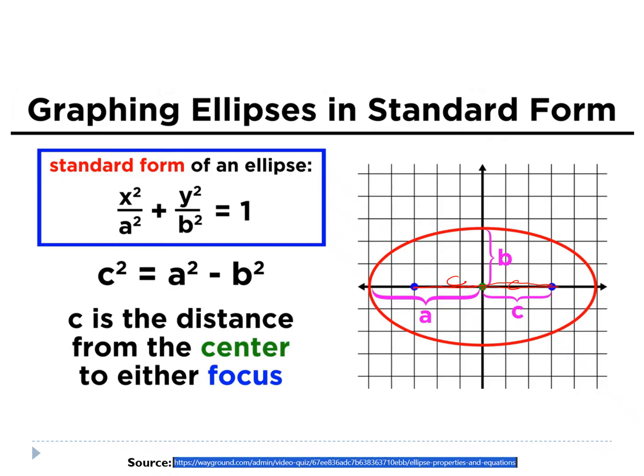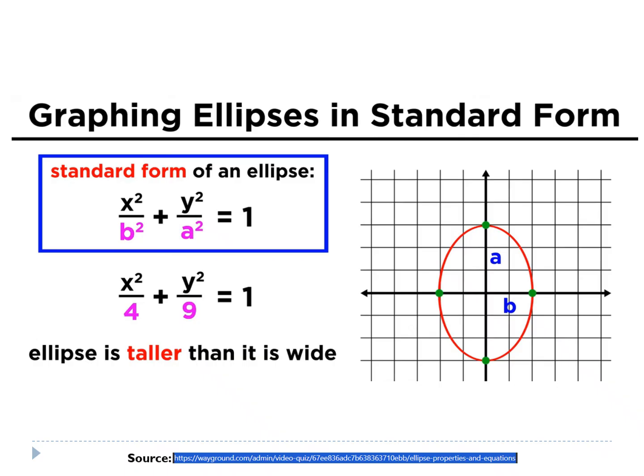So if the ellipse is, by the way, if you look at this one, the a here, the major axis, is under x squared, so it means that the major axis is the x-axis and the minor axis is the y-axis. But if you have an equation something like this, where the a here is under the y squared, we can say that the major axis is the y-axis. Okay, this is the major axis, and the minor axis is the x-axis.